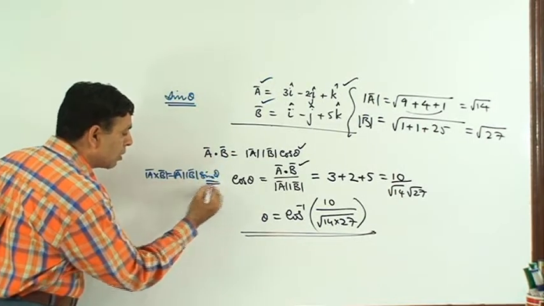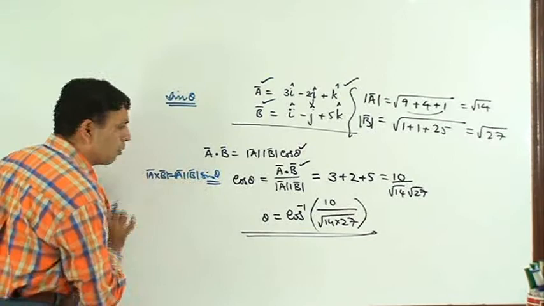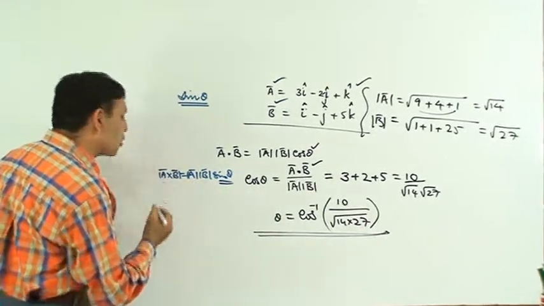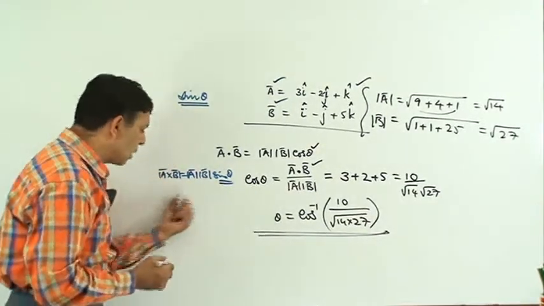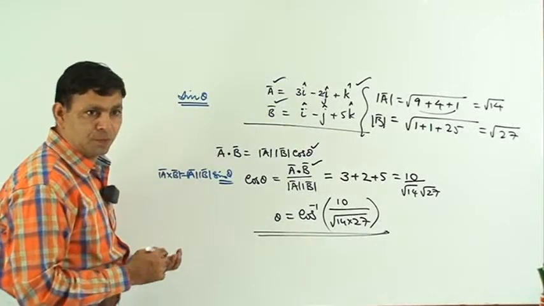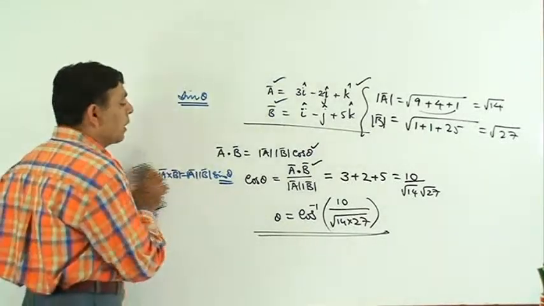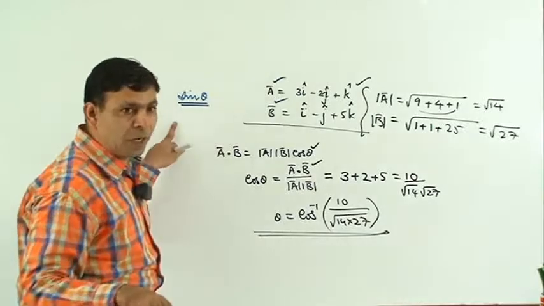So sin theta will be what? Mod of A cross B by mod A mod B. That means first of all you need to get A cross B, then you get its magnitude, then mod A, then mod B. It's lengthy. So you can avoid this, and even if they ask you to compute sin theta, you can find out cos theta only.